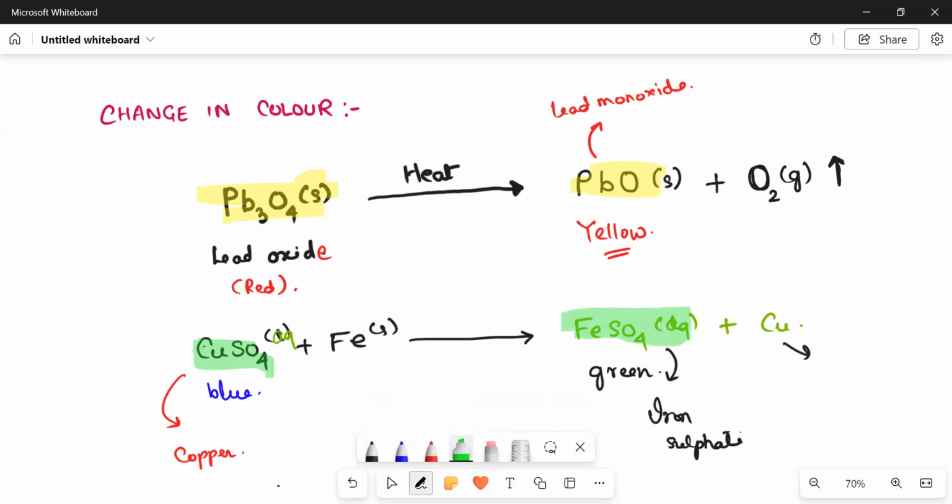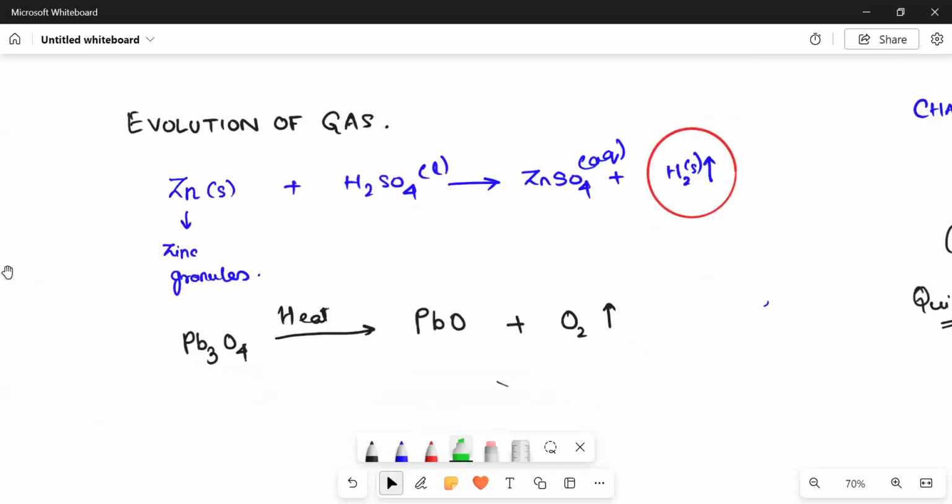So what happened basically is that when I added iron nail to this copper sulfate, what happened? The color changed from blue to green. So this is another example of the change in color. Let's move to the next one, evolution of gas.